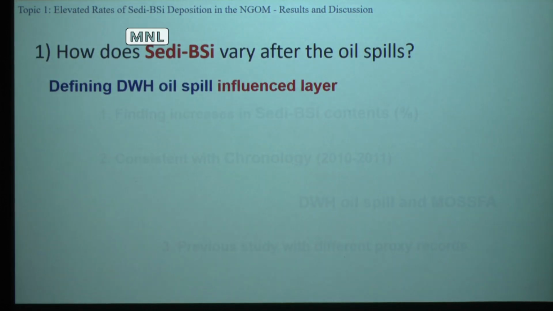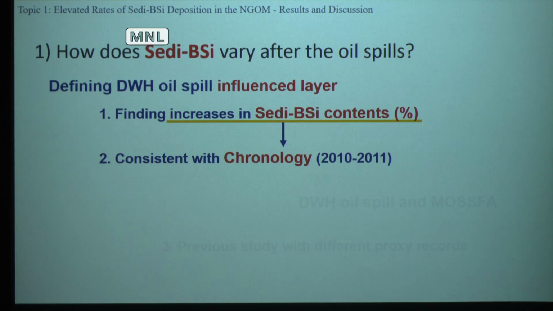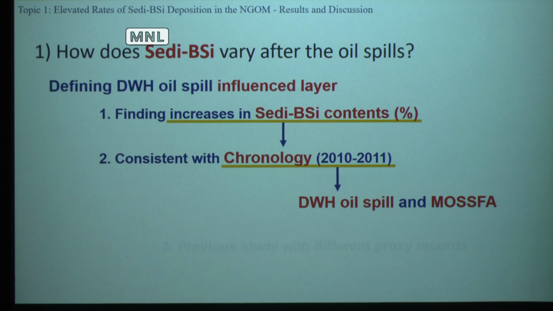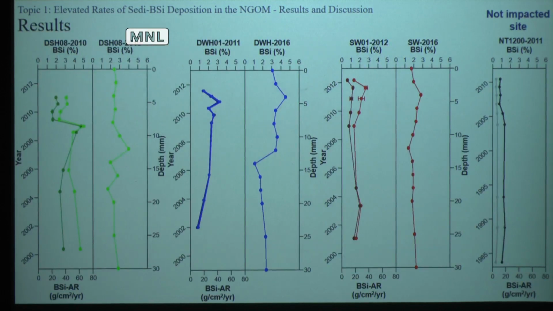So for question 1, I defined the Deepwater Horizon oil spill influenced layer by finding increased values of sedimentary biogenic silica contents. Its chronology is 2010 to 11, and it matches with the Deepwater Horizon oil spill and MOSPA event. Previous studies with different proxy records also support this, because the results show altered values during 2010 and 11. So this is the result of the sedimentary biogenic silica analysis.